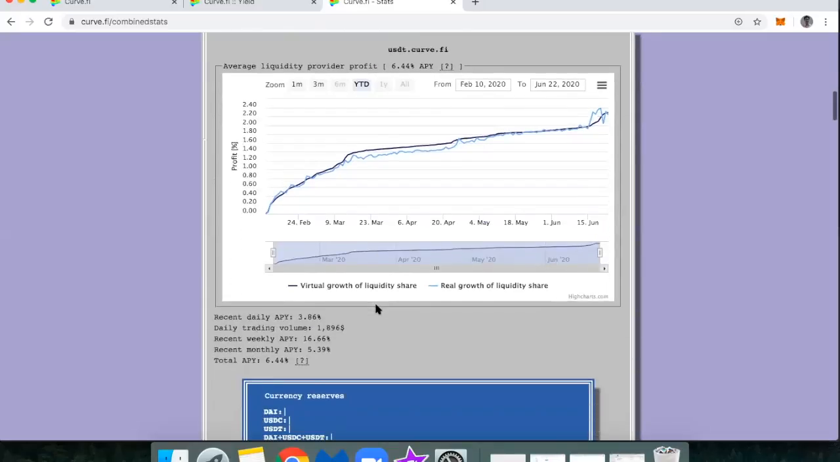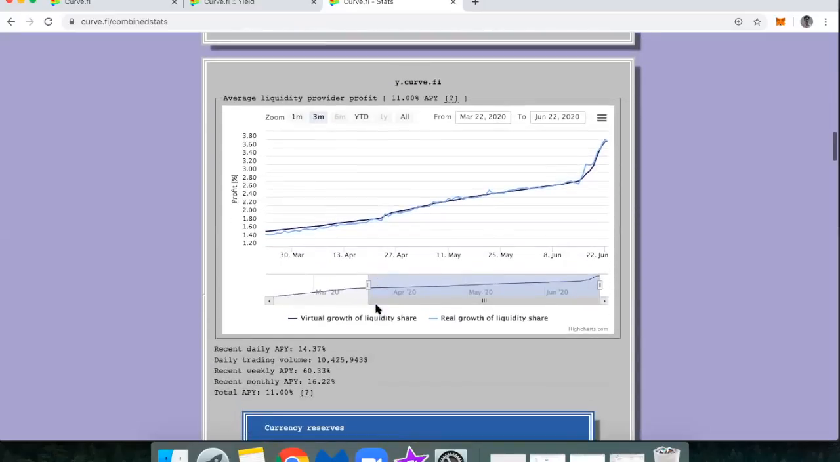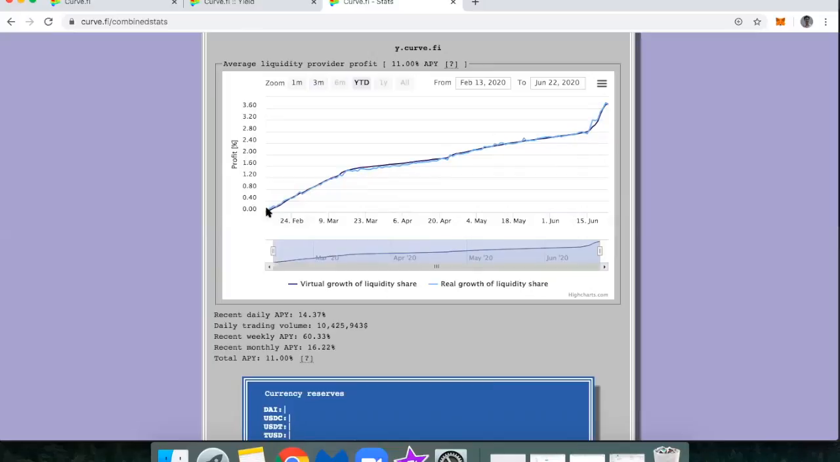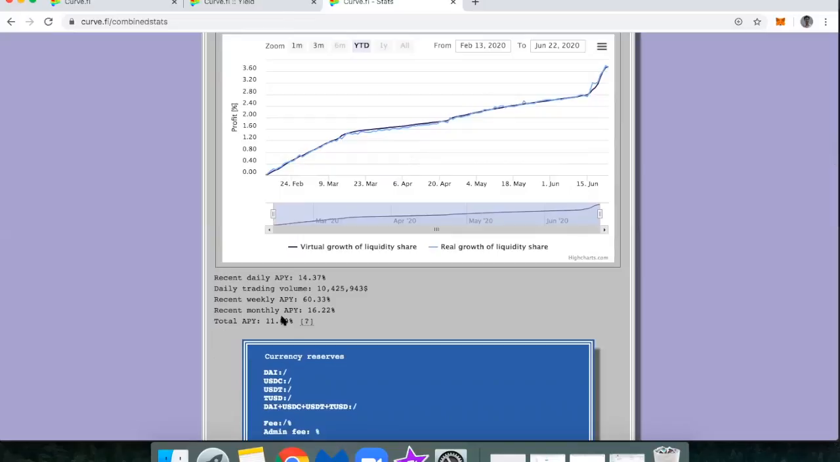So they're pretty even. No big difference here. Then we go to the Y pool. The recent weekly APY was 60.33%. So this is much larger. This pool has been around since about the same time, early to mid-February. Let's see, what else? The total APY is 11%. So that was compared to the 5 and 6%.